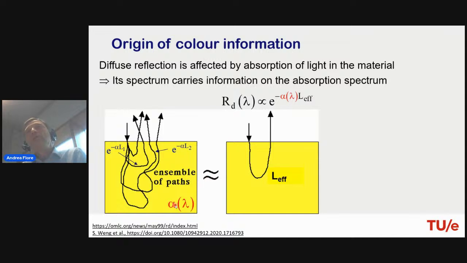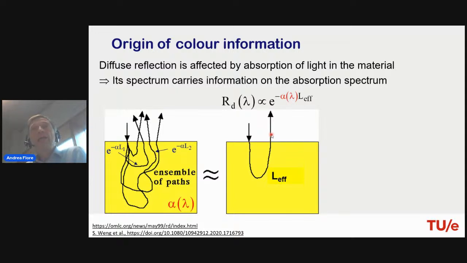Now, what is important is that the length of propagation matters, because in this propagation there will be absorption, and this absorption depends on wavelength, because the material absorbs some wavelengths more than others. I will come back to this in the next slide. And of course, the product of the absorption coefficient and the effective length is essentially what sets the total transmission. And that is also what gives the spectrum of reflection, because if light is absorbed, we don't see it in the diffuse reflection spectrum.